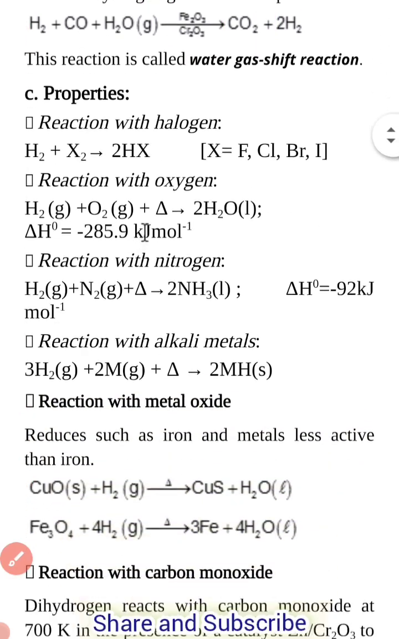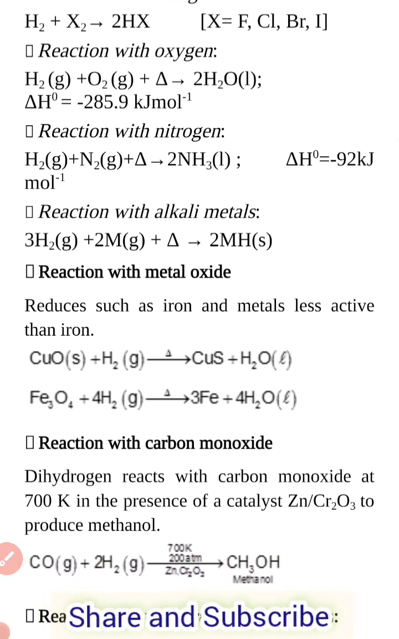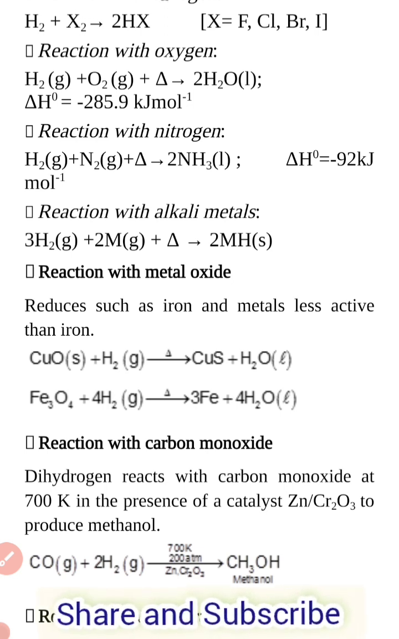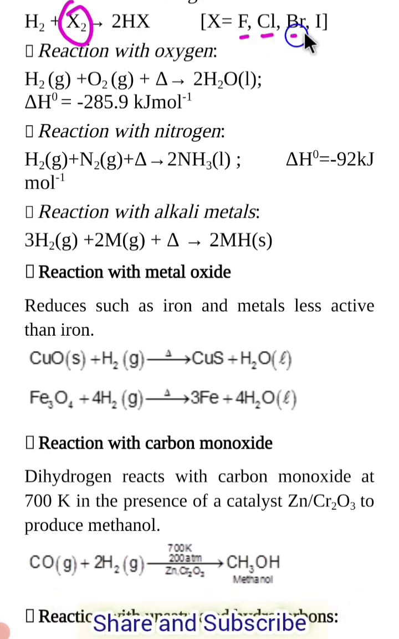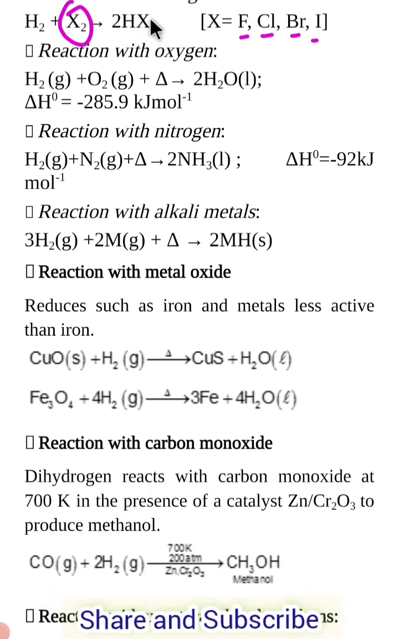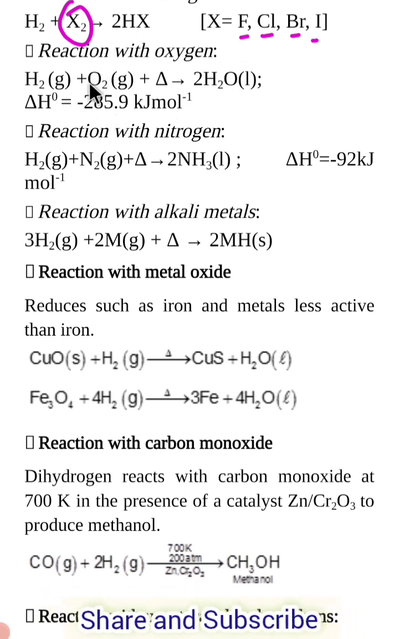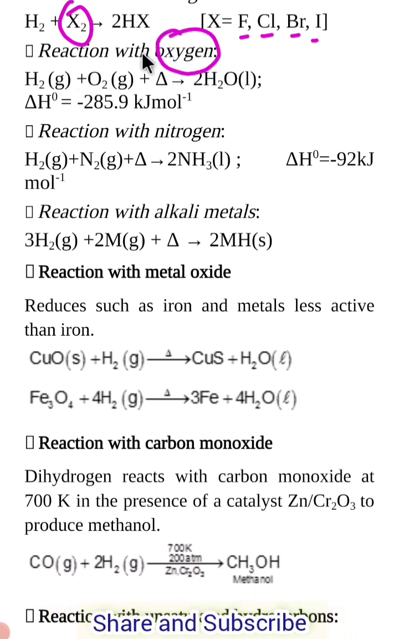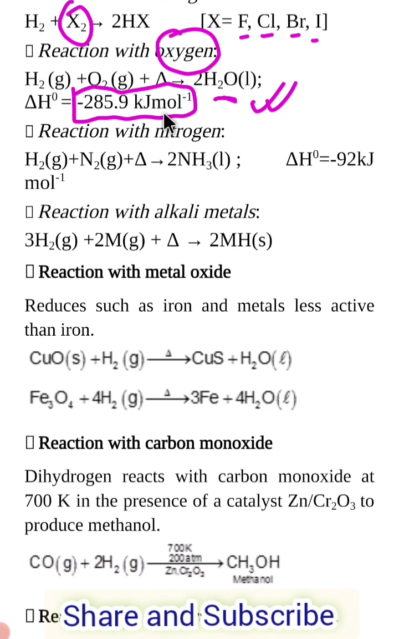So let us move to the properties of hydrogen. First of all, hydrogen can react with halogens. These halogens can be fluorine, chlorine, bromine, or iodine. Hydrogen can react with chlorine, for example, to form HCl. This is a very common example: H2 plus Cl2 gives HCl. In the second reaction, hydrogen can react with oxygen to form water, and this reaction is exothermic in nature, and the energy released is 285.9 kilojoule per mole.